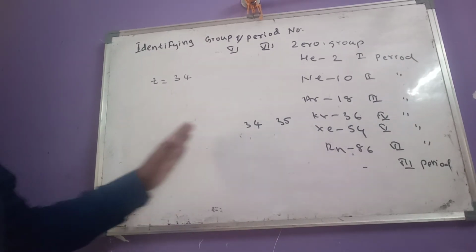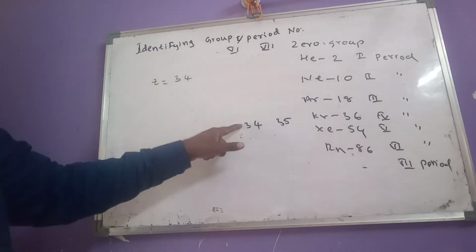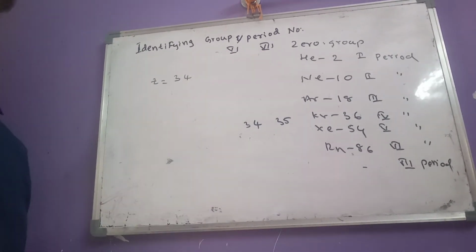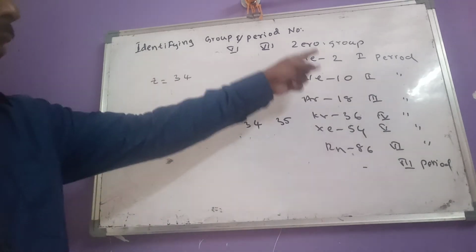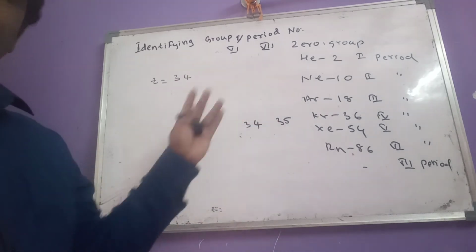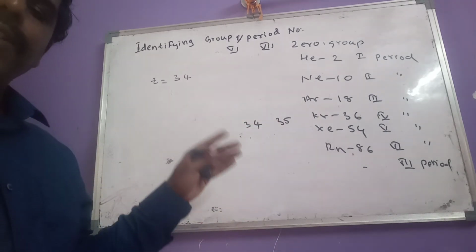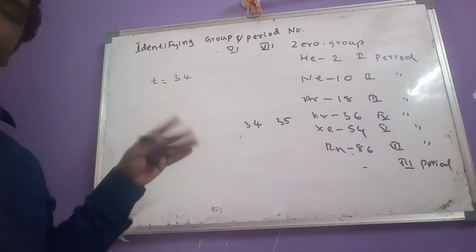That means we have to come back 2 steps. That means this 34 belongs to which group? 6th A group. So like that, if the atomic number is given, based on the atomic numbers of zero group elements, we have to estimate which period it is present in and how many steps we have to move in the left or right direction.